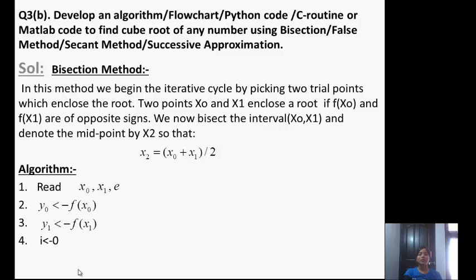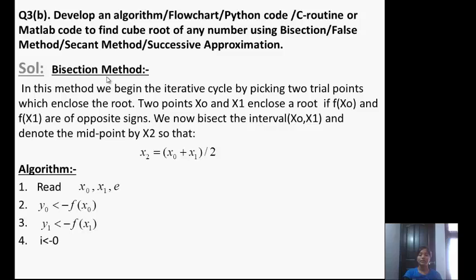Now our next question is to develop an algorithm to find the cube root of any number using the bisection, false position, secant method, or successive approximation. So we are using the bisection method here. In this method, we begin the iterative cycle by picking two trial points which enclose the root. Two points x0 and x1 enclose a root if f of x0 and f of x1 are of opposite sign. Remember, if these two points are of the same sign, then our root doesn't lie between them. So now we bisect the interval.